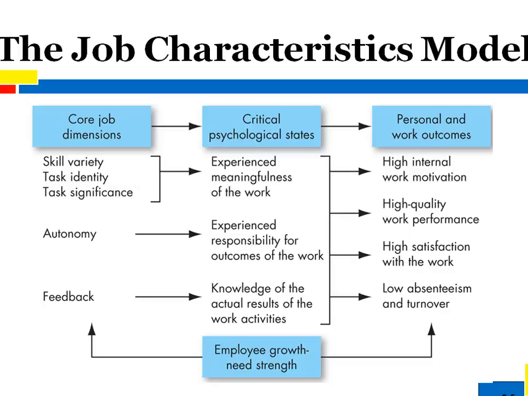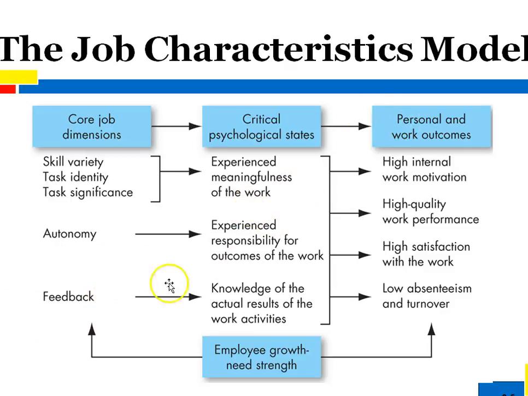So the job characteristics model, we start here at the core job dimensions, which are skill variety, task identity, task significance, autonomy, and feedback. Basically, we just described on the other slide. And we move to the critical psychological states. So skill variety, task identity, and task significance can develop experienced meaningfulness at work. So if you are satisfied in these 3 areas, your work becomes more meaningful for you. If you have autonomy, kind of having more decisions about how you're going to do your job, you're going to experience more responsibility for the outcome of your work. And these directly lead to the output and work outcomes.